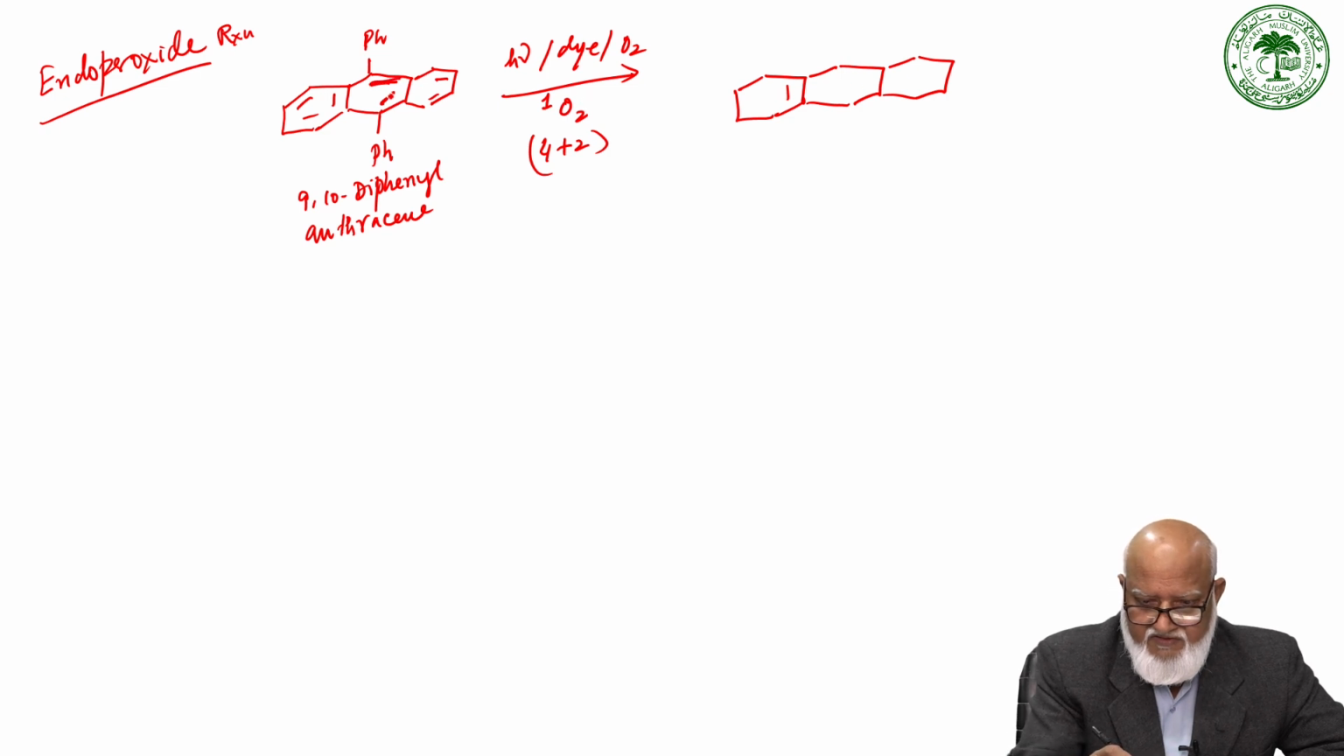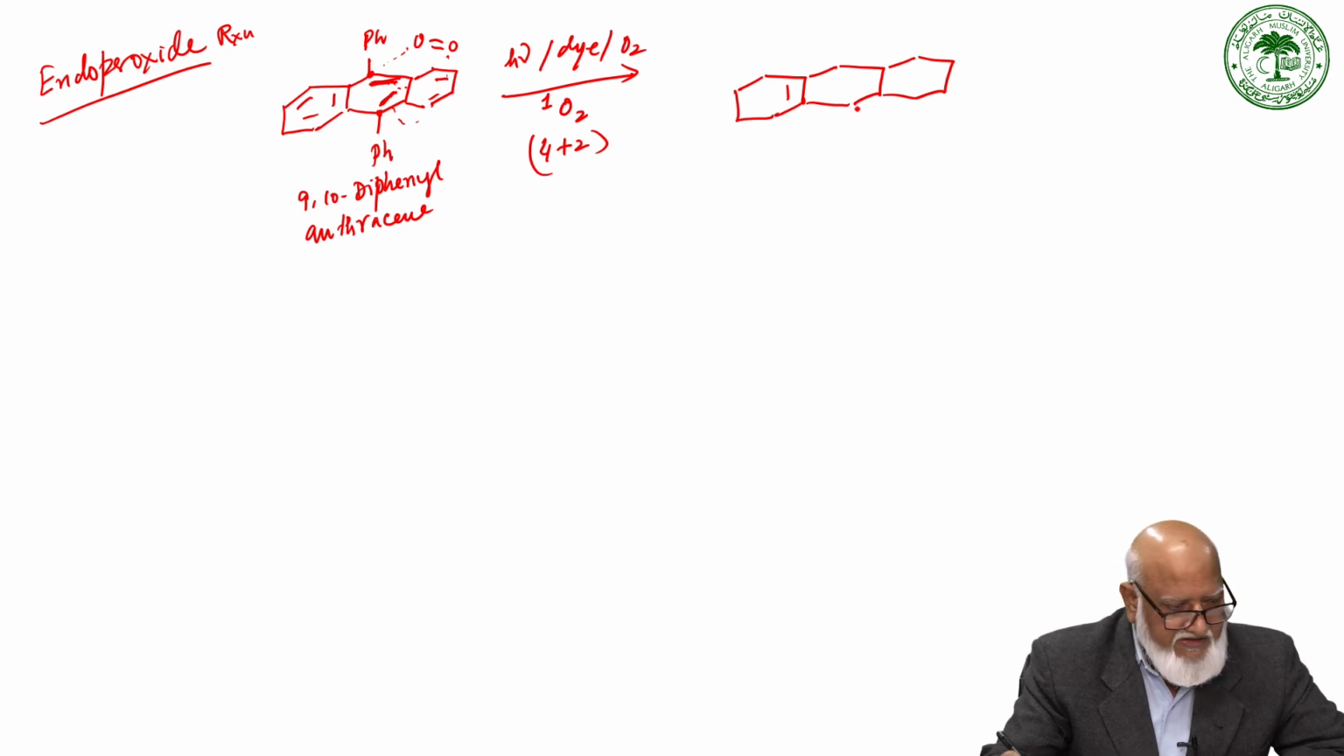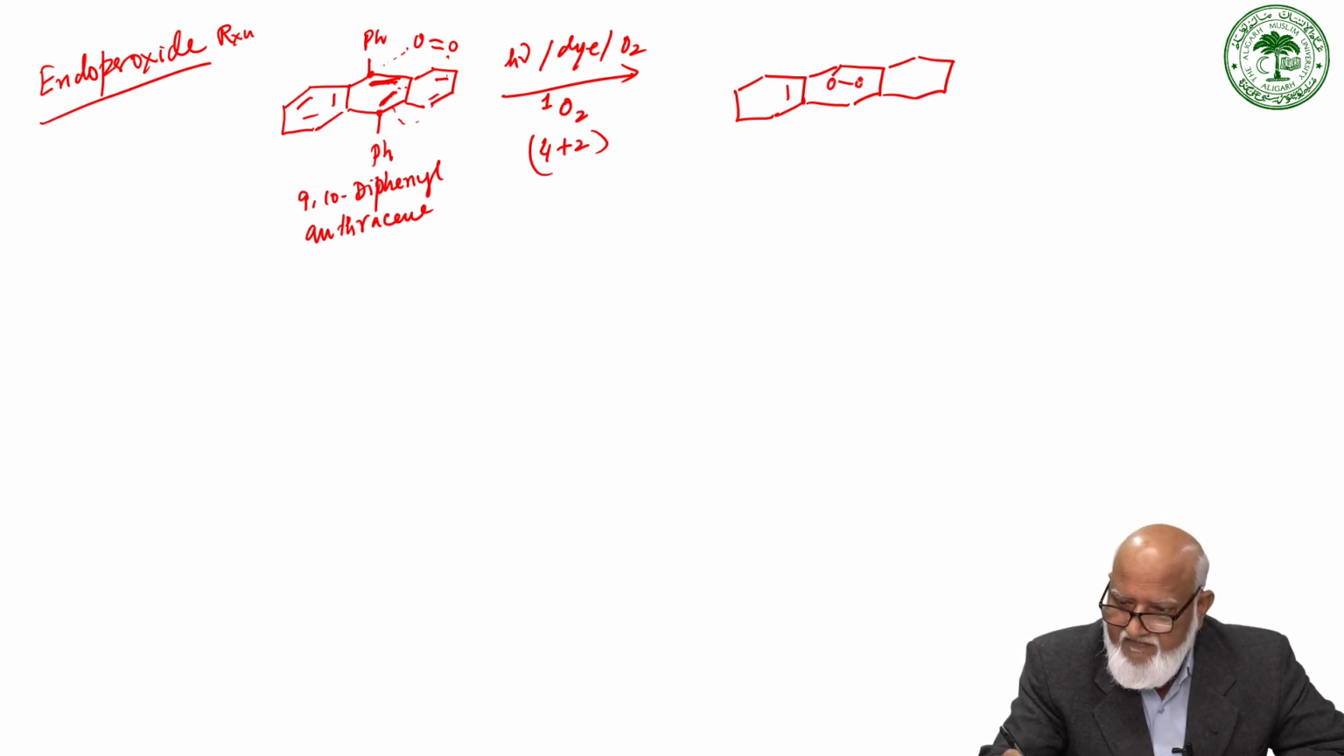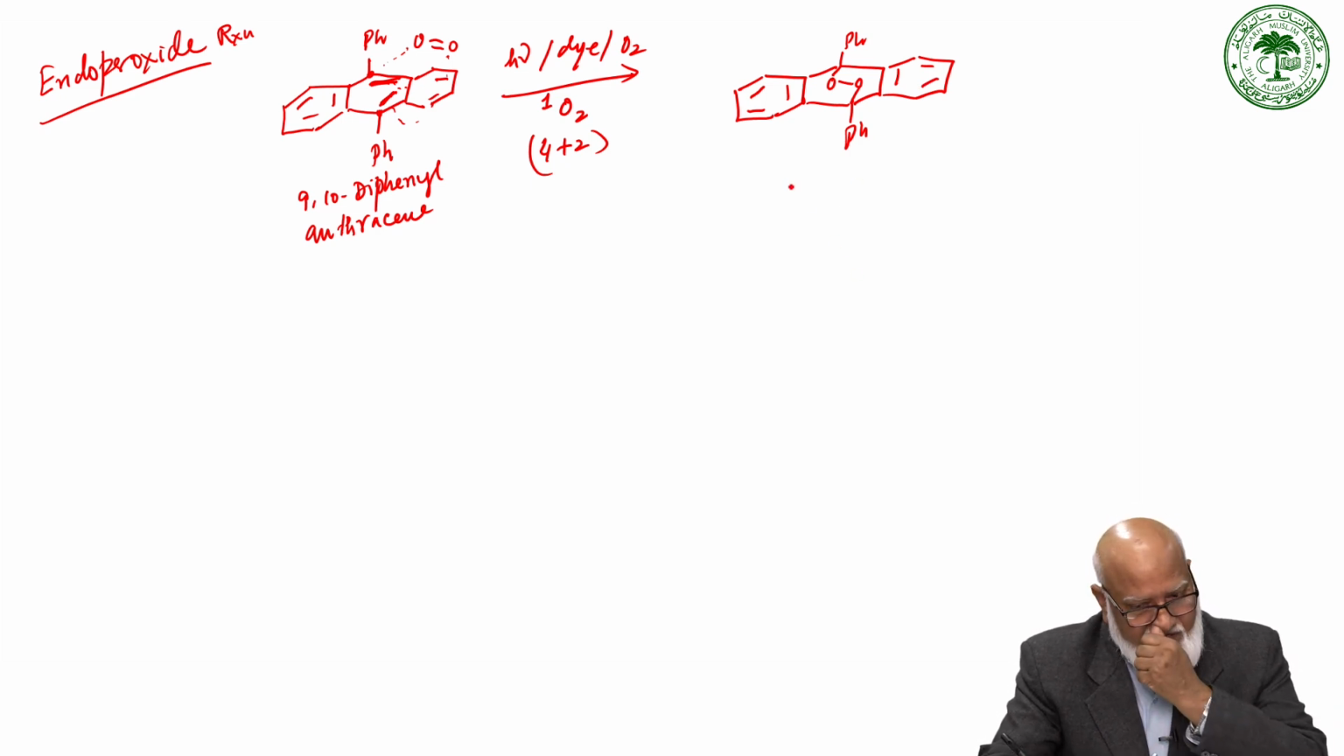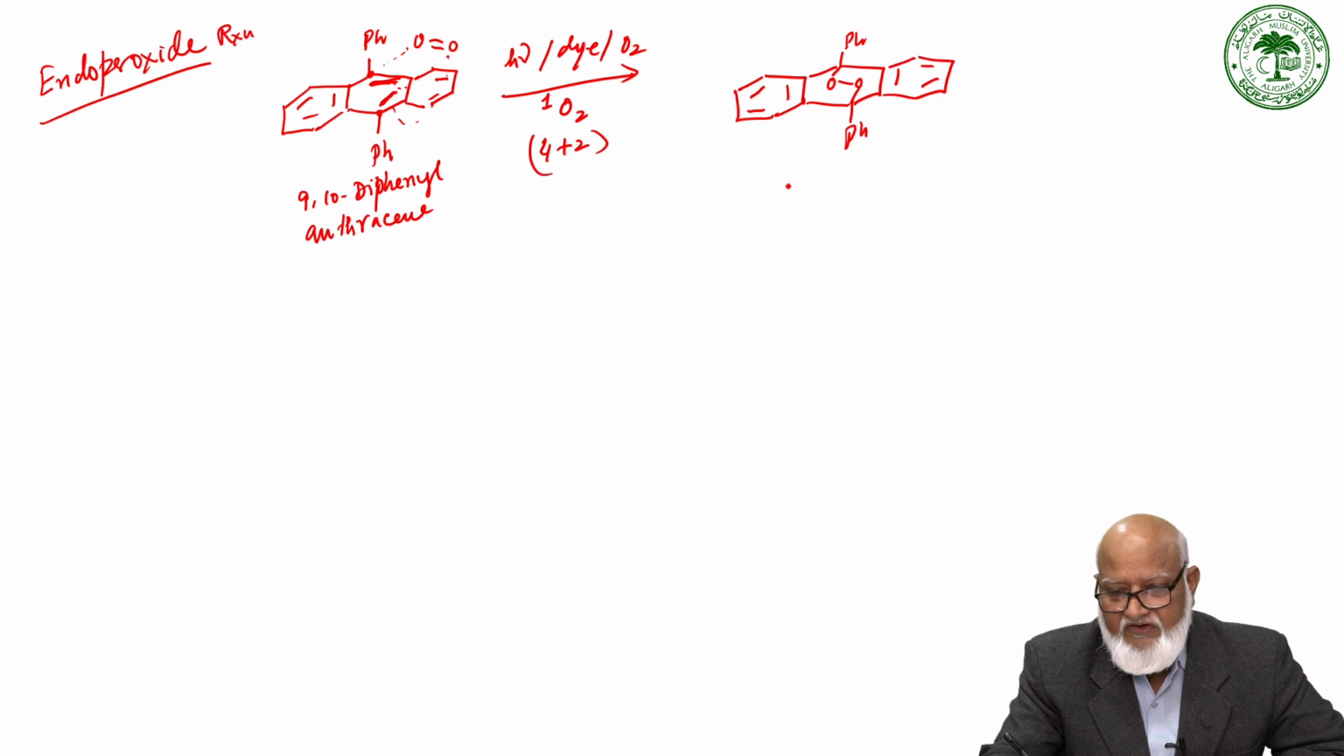So this diene, these two double bonds, acts as the 4, and then of course with the oxygen, it is adding across these two double bonds. So we get an endoperoxide like this, right? The two phenyl groups are already there. So this is the endoperoxide, the product of reaction of anthracene with singlet oxygen.